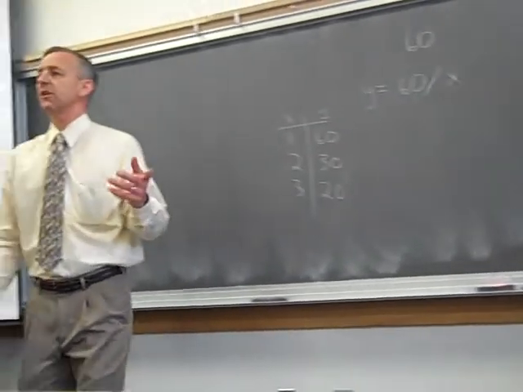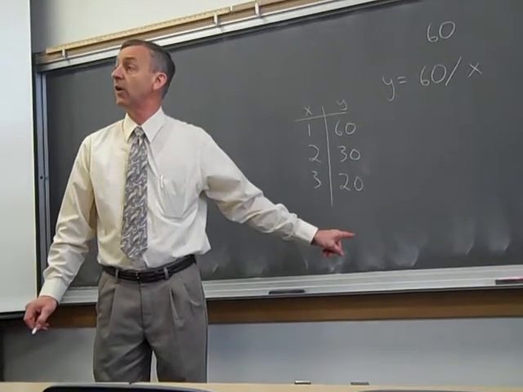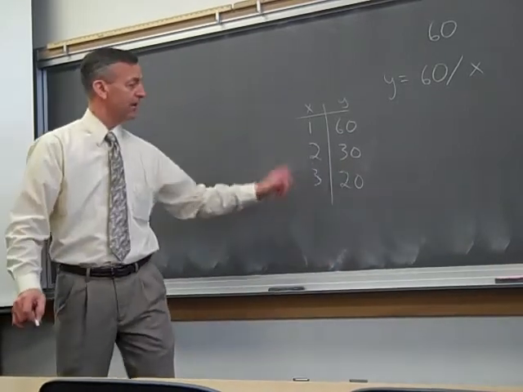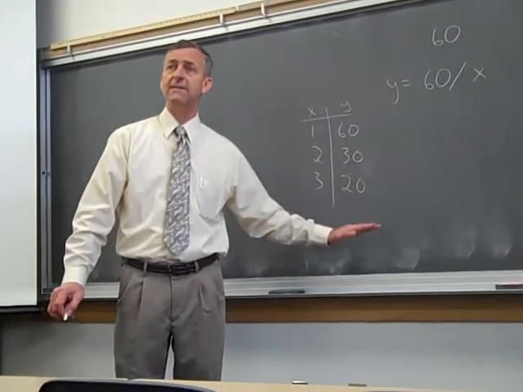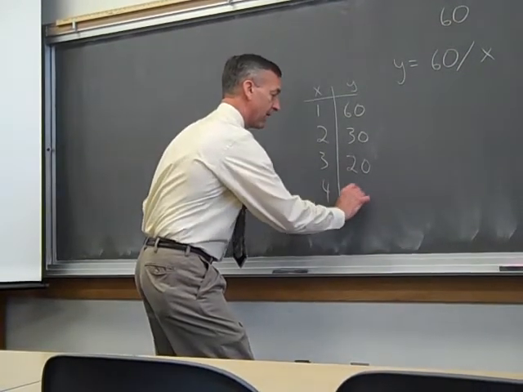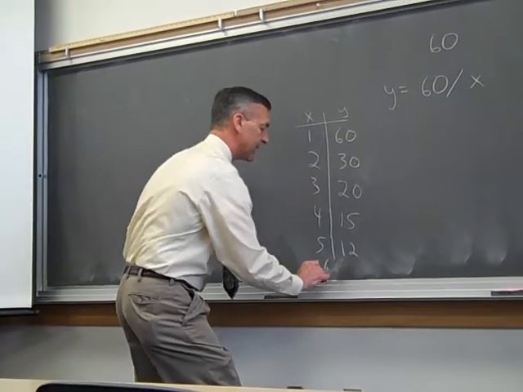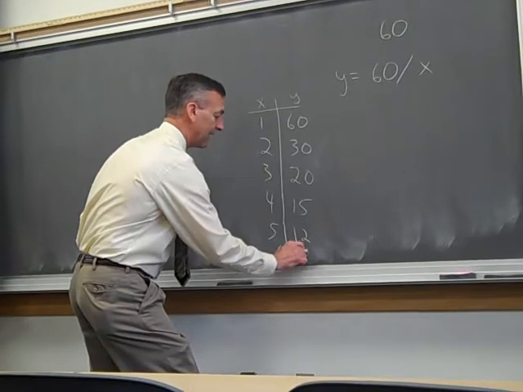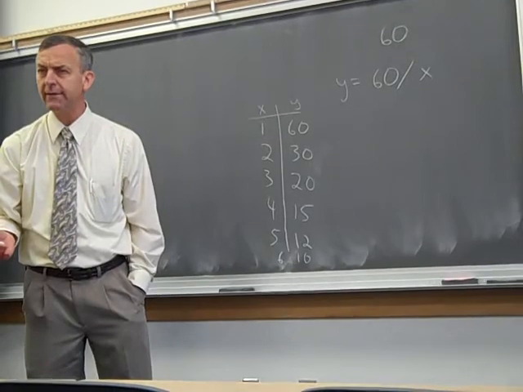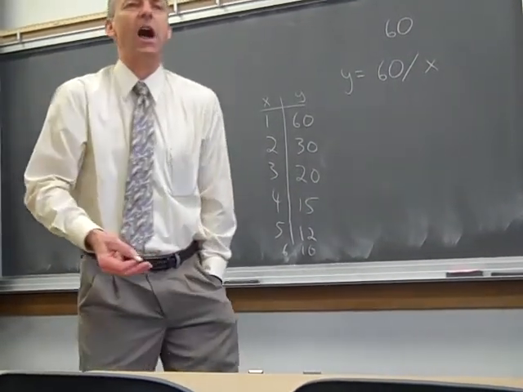And the student said, you just look down the y column and anything that has a whole number in it is a factor of 60 and its partner is over here. Let's do the next: 4 would be what? 15, and 5 would be 12, and 6 would be what? 10, and 7 would be what? Not a whole number, right? And 8? Not a whole number. And when would he stop? When did this student stop? That's what I asked him.